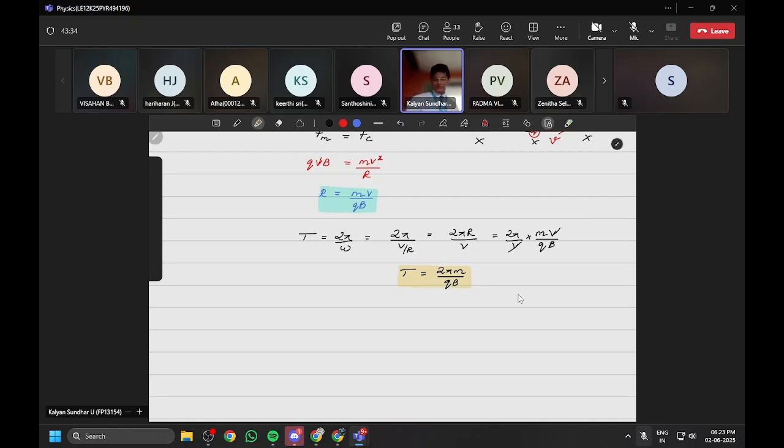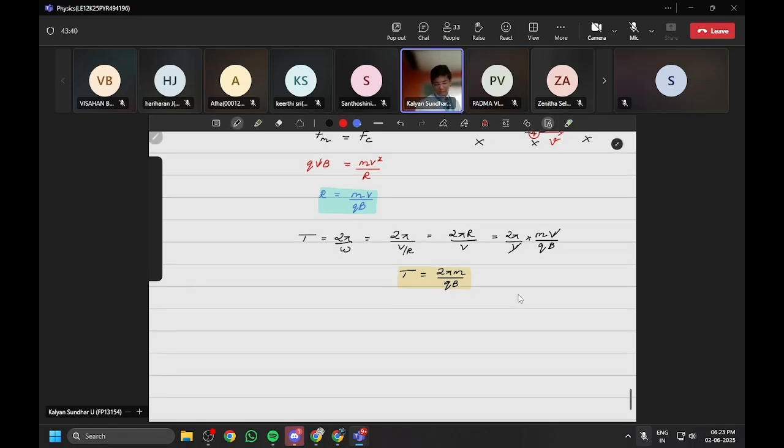Right. So this will be the radius and this will be the time period, and most importantly, the time period is independent of your velocity vector. I mean, whatever the velocity, the charge keeps traveling inside the magnetic field.